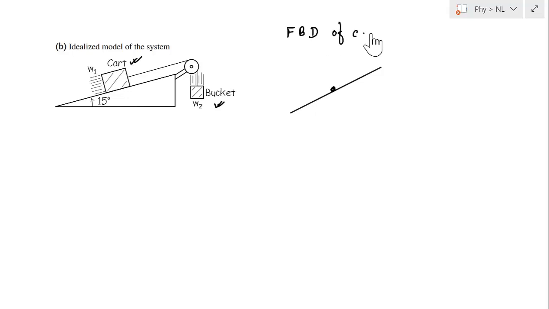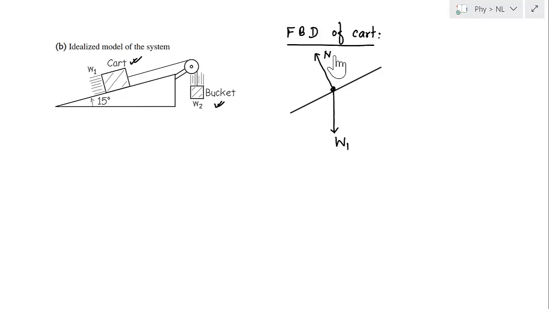So let us first draw the free body diagram for the cart. What are the forces that are acting on this cart? The first force that is acting is weight, that will act in the downward direction, and this is W1. Now this rail will apply a normal reaction that is perpendicular to the incline, and this normal reaction is N.